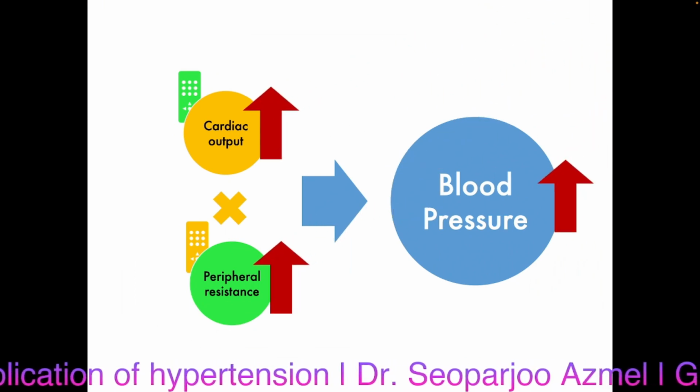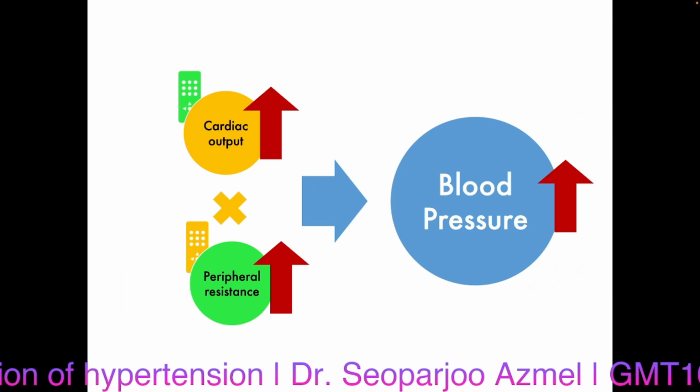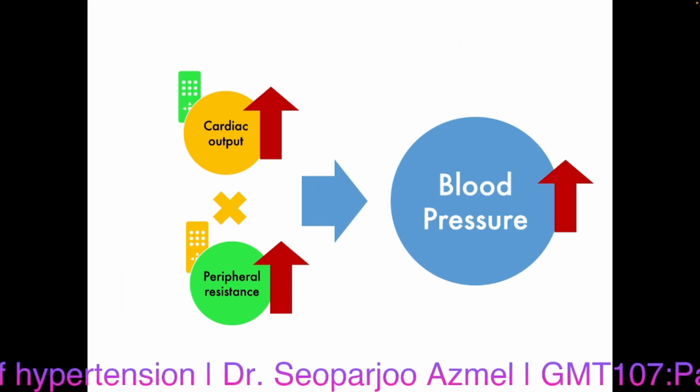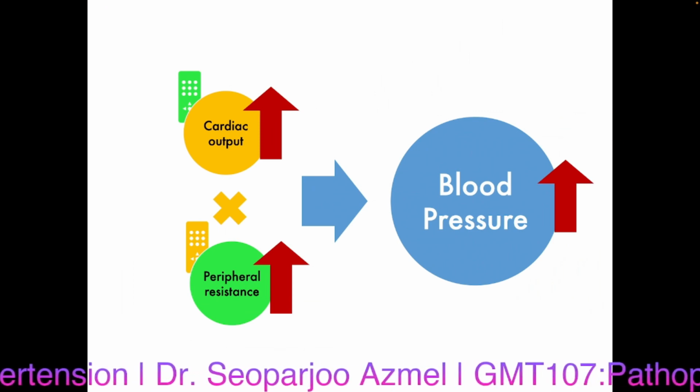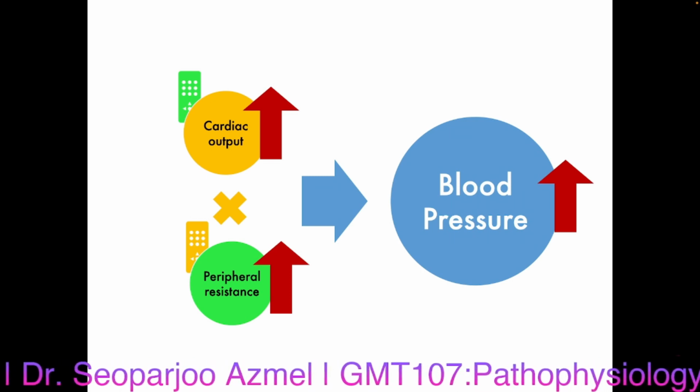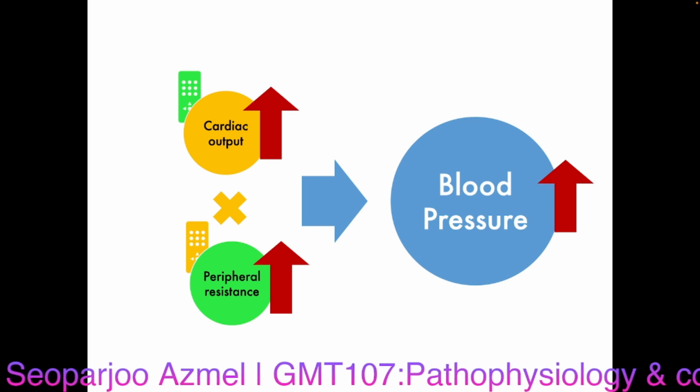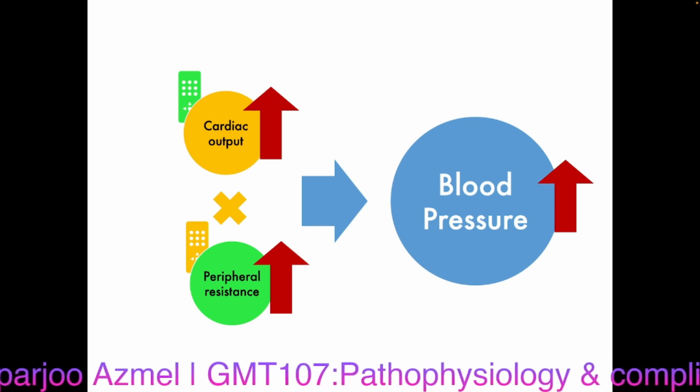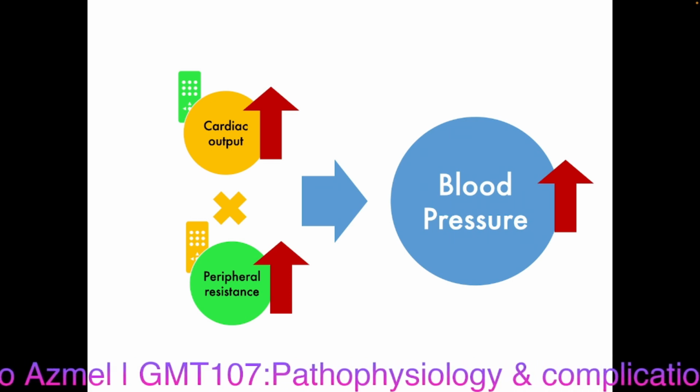Yeah, this is just a summary. When there is an increased cardiac output, or increased peripheral resistance, any increase in either cardiac output or peripheral resistance or both will increase the blood pressure of the person or patient.